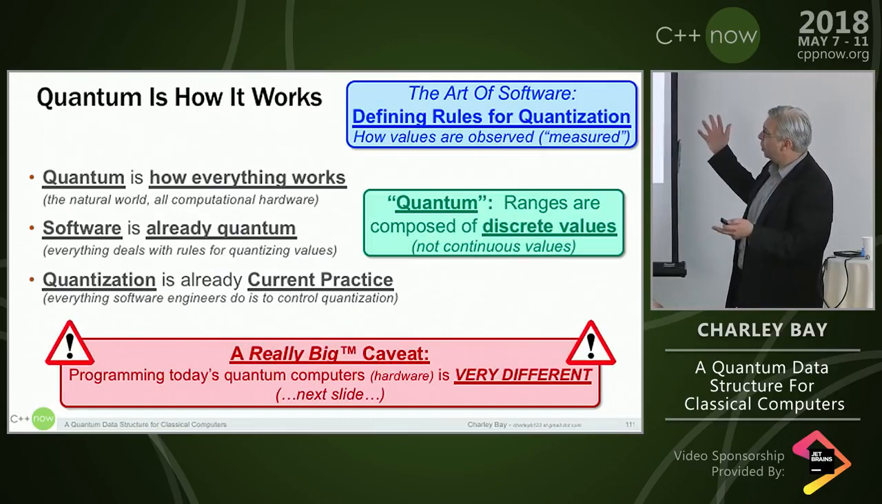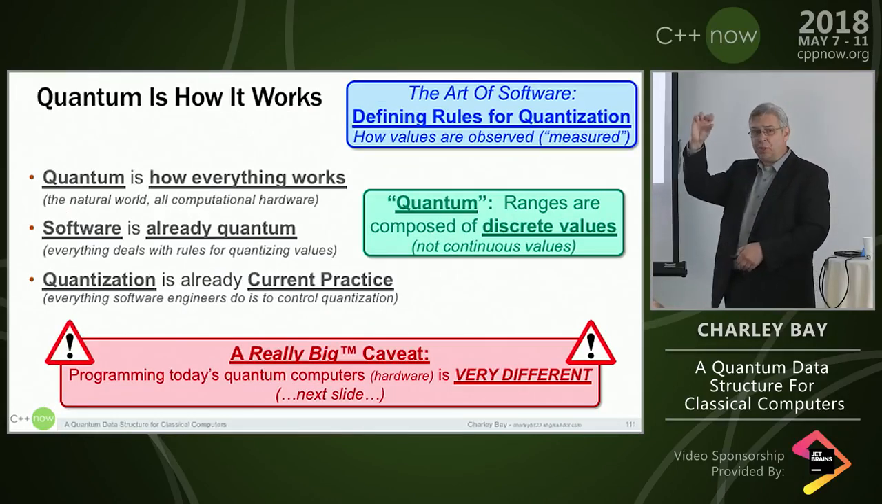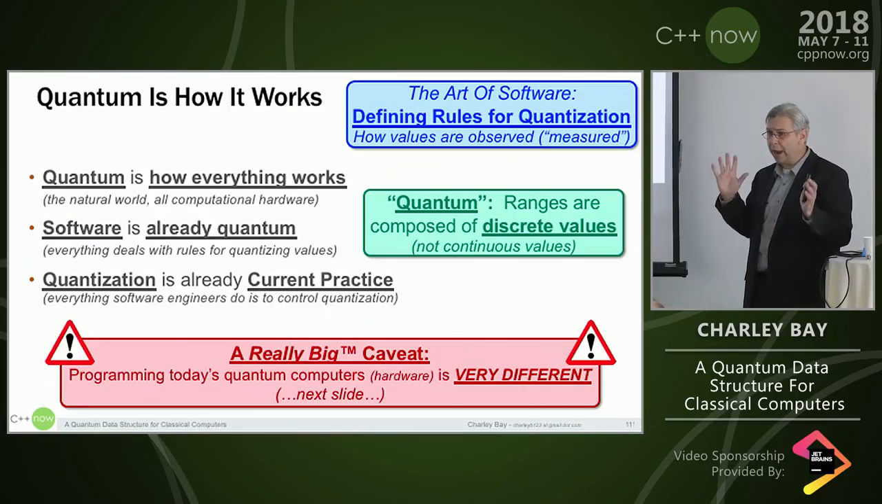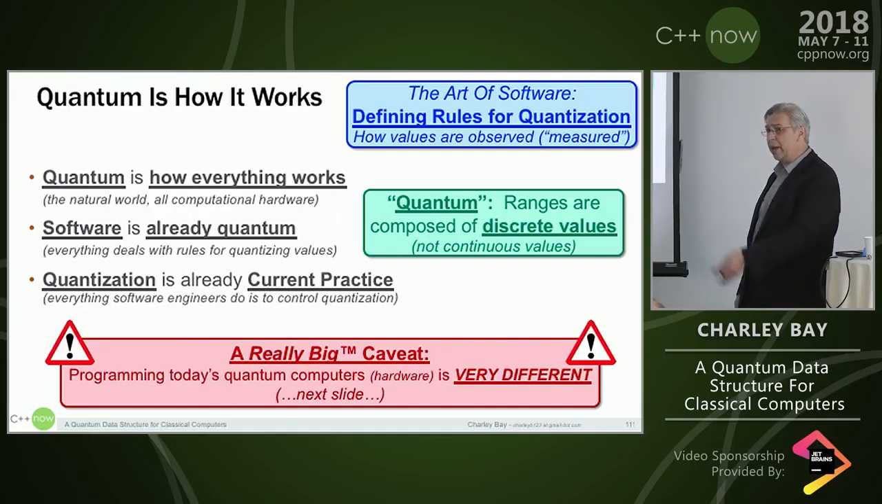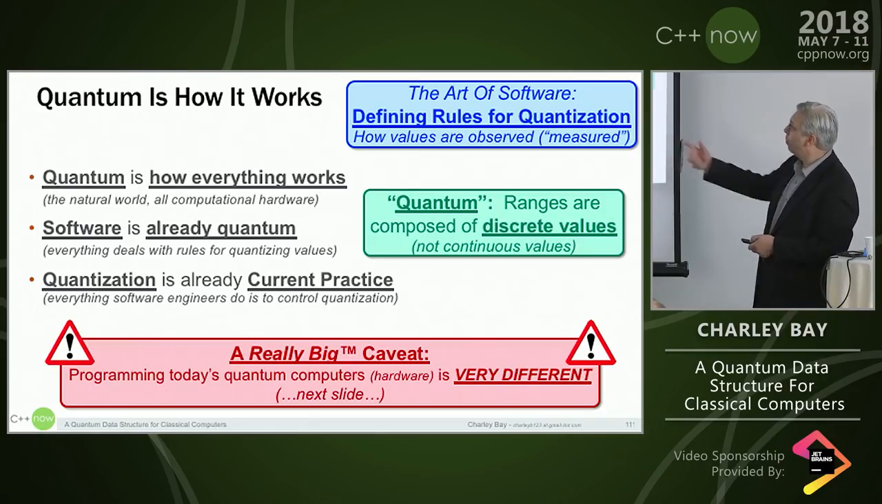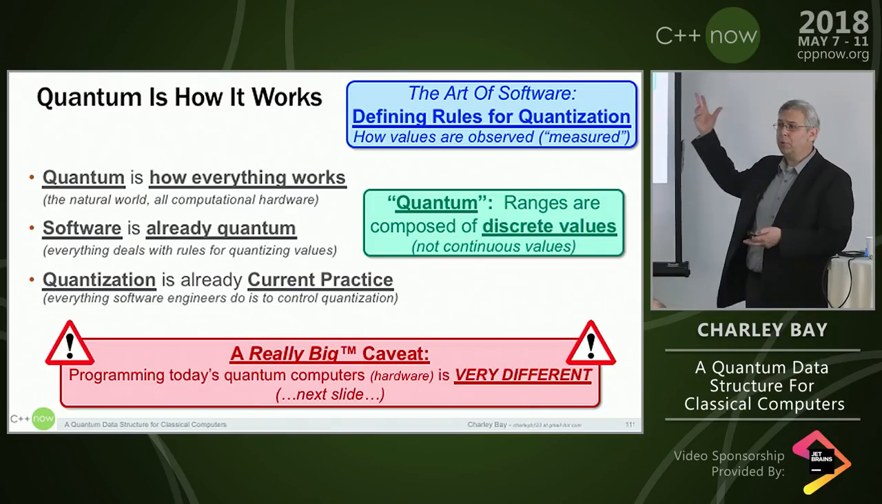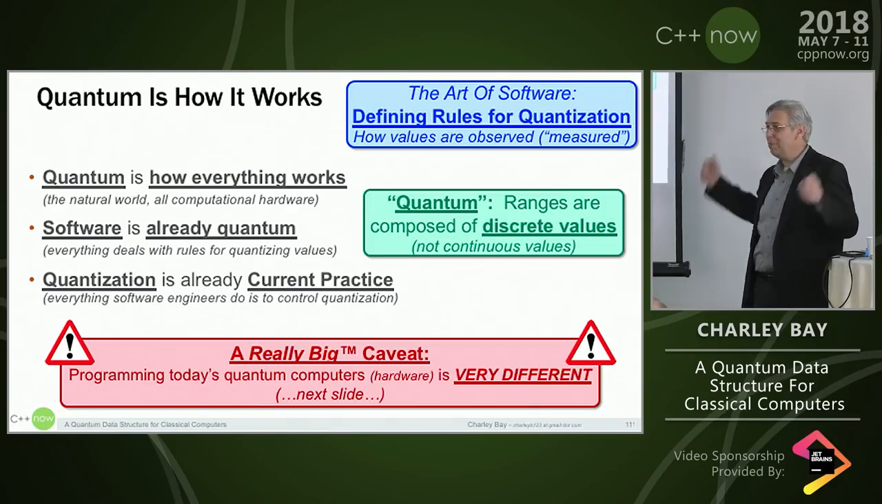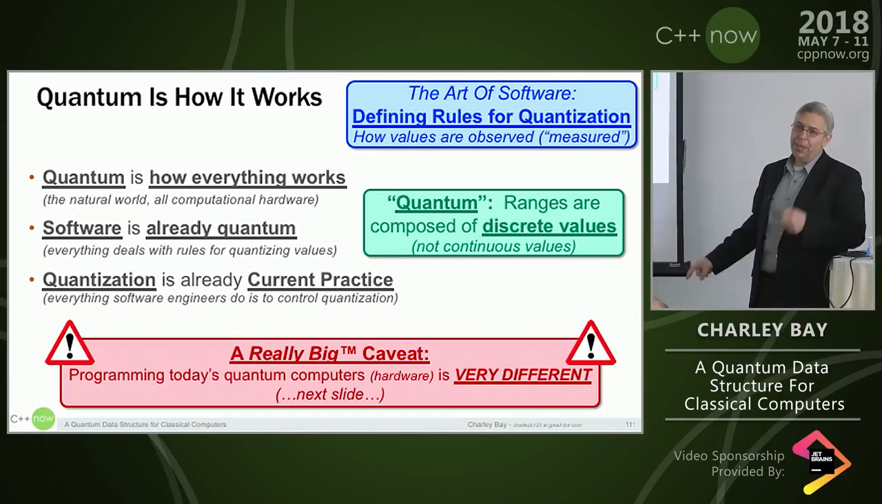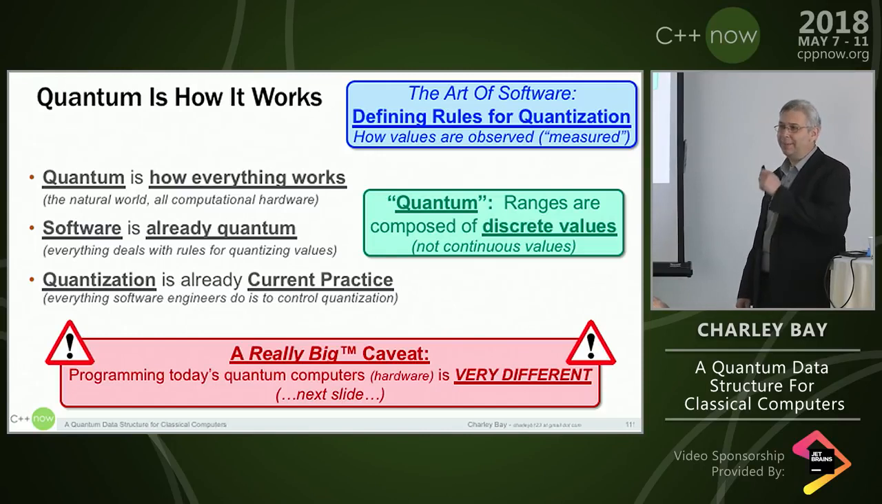So quantum is how everything works. Everything's quantum, everything's discrete values, the natural world, our software, everything. We can design data structures for that. Computational density goes up. It's current practice. Ranges are composed of discrete values, but we get to define the rules. We get to define how things get quantized because we're software. We have all the power. This is different for quantum hardware. If you had quantum hardware, it's not entirely like this. It's like this.